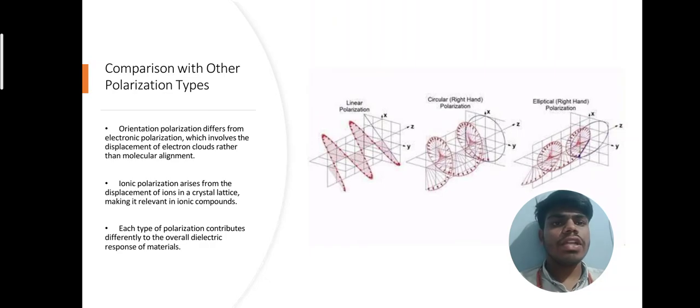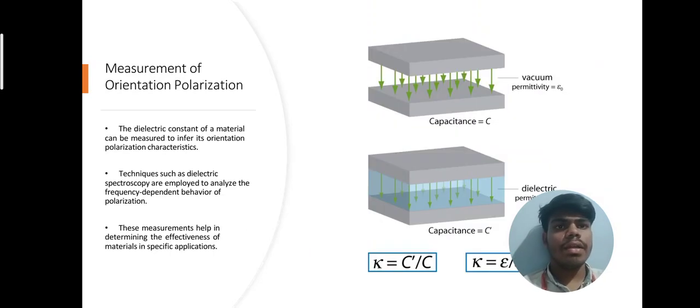Each type of polarization contributes differently to the overall dielectric response of materials, because orientation polarization is quite different from the other polarization processes like electronic and ionic polarization. Electronic polarization involves the displacement of electron clouds rather than molecular alignment.